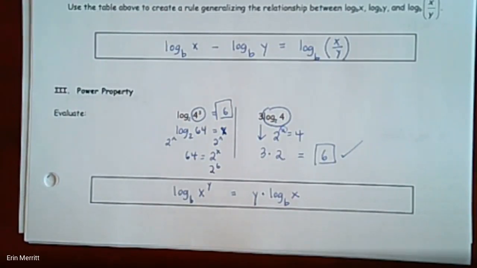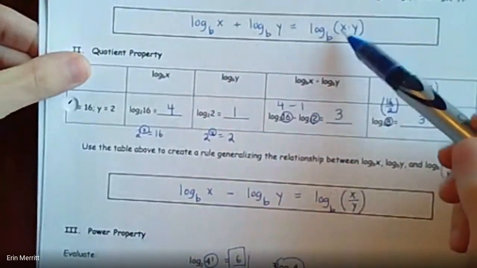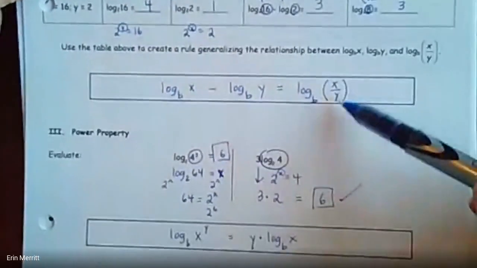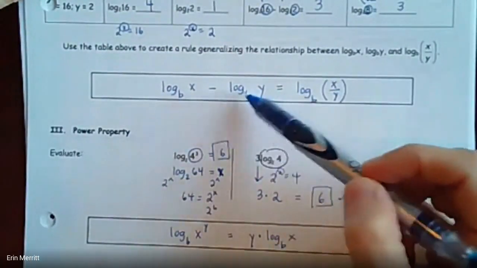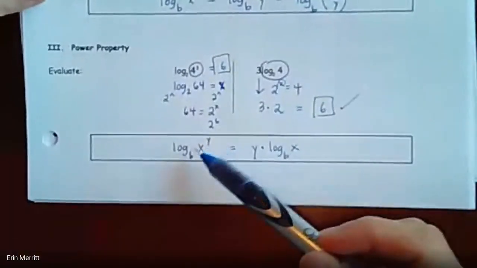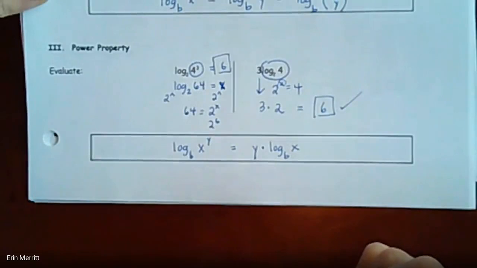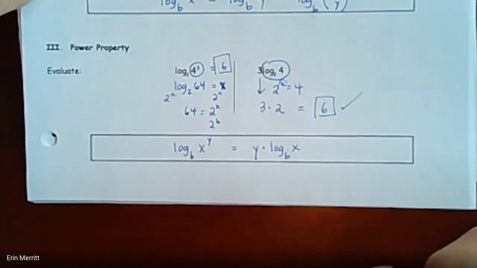So those are your 3 rules. As you're moving through this, you might need to flip back, but the basics are, if you're multiplying 2 things, you can split it up into addition. If you're dividing, you can split it up into the logs using subtraction. If you have something raised to a power, you can take that exponent and drop it out front. There's the quick way to think of it.